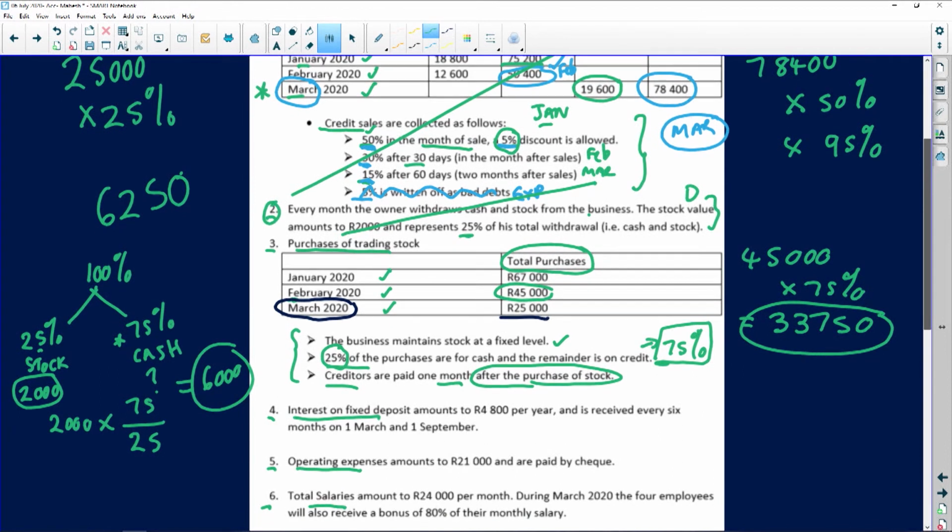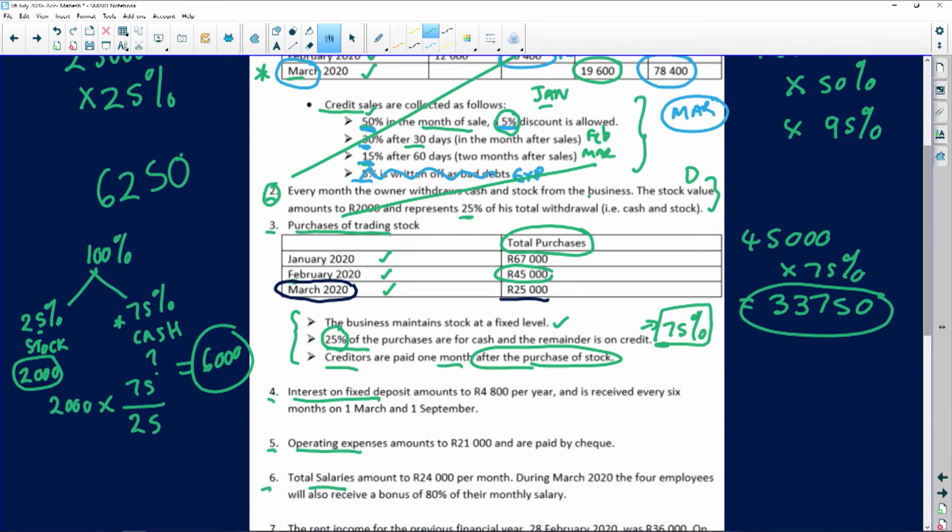We tackle that information. Right, information 3, stock, was also sorted, so I want to get rid of that as well. Let's now look at information 4. Interest on fixed deposit amounts to 4,800 Rand per year and is received every 6 months on the 1st of March and on the 1st of September.